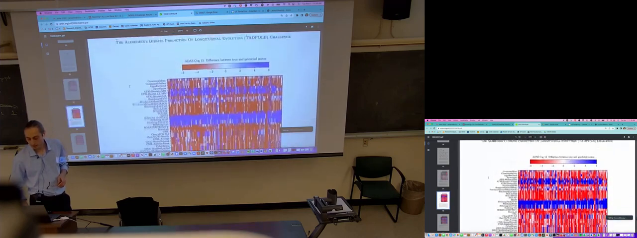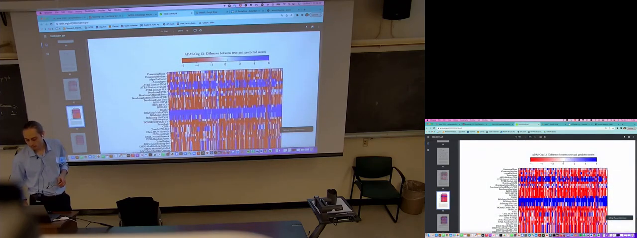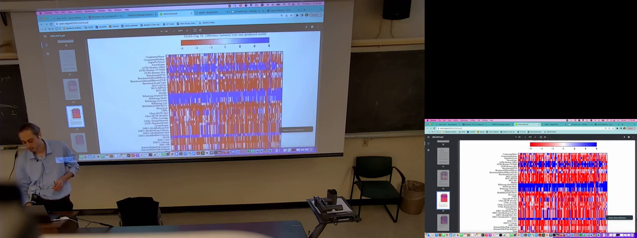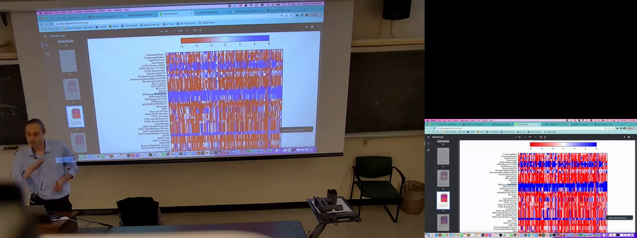Same here for ADAS again. This is the error. So white is when you have almost zero error, but red means severely biased towards underestimating the severity, and this is overestimating it. So look how some models again consistently overestimate across all the subjects, and others consistently underestimate.